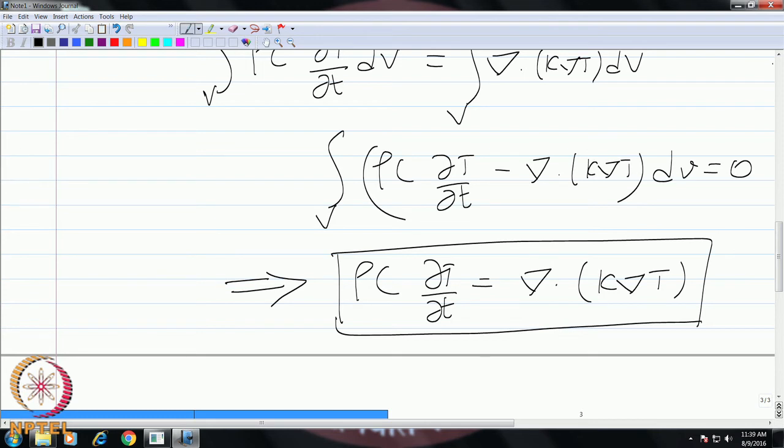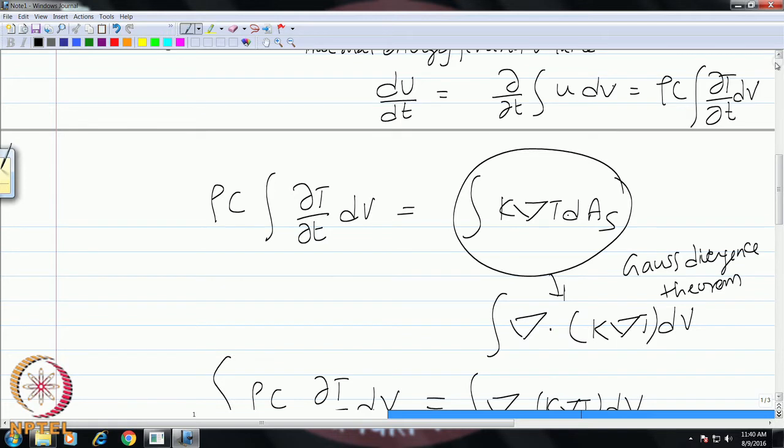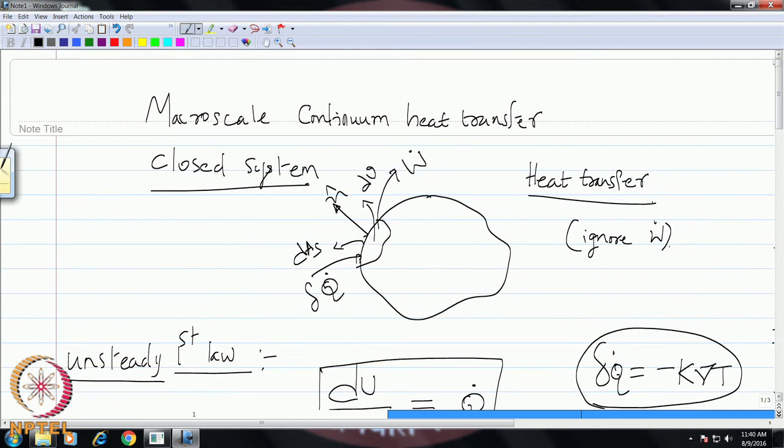So, this is a coordinate free representation, and you can use whatever coordinate system that you are working with. You can use the corresponding gradient operator and divergence operator, and that should give you the corresponding set of equations for that coordinate system. So, this is a generic coordinate free representation derived for an arbitrary control volume. Now, this is a conduction equation because we have not considered any mass transfer here.